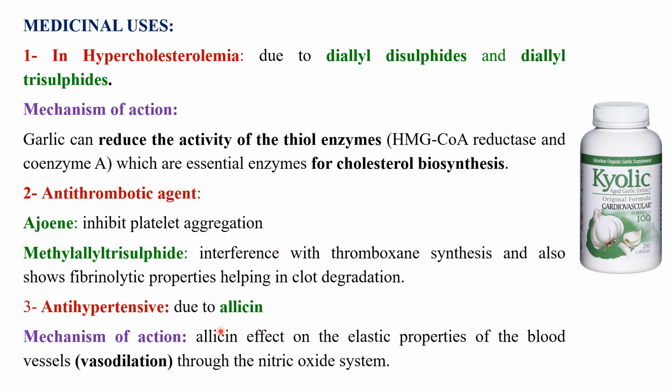Due to allicin, garlic also shows an antihypertensive effect. This is because allicin has an effect on the elastic properties of blood vessels. It causes vasodilatation of the blood vessels through the nitric oxide system, and so allicin, or garlic, could help in decreasing the blood pressure level for patients suffering from hypertension.